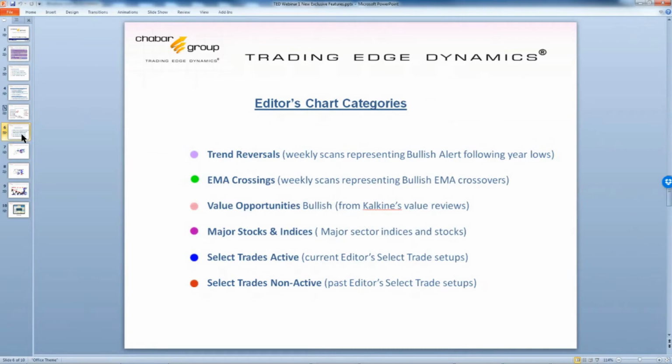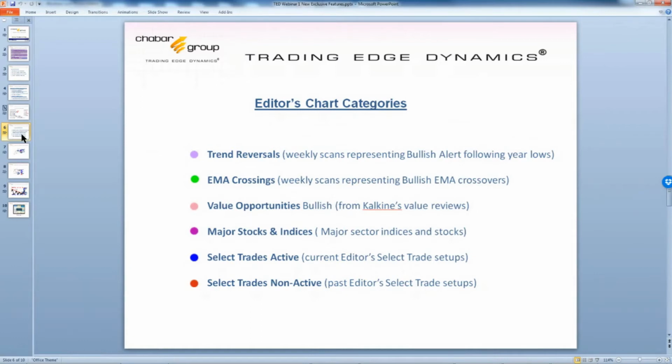And then we looked at the value opportunities, which is a category of stocks that is published by Calkine, but we only publish the bullish alerts in this particular category. If you want to see all the recommendations, we publish a list of those stocks and the values at which they were recommended separately, and we'll show you how to get to those. But in this particular category, we only publish the bullish alerts from that list.